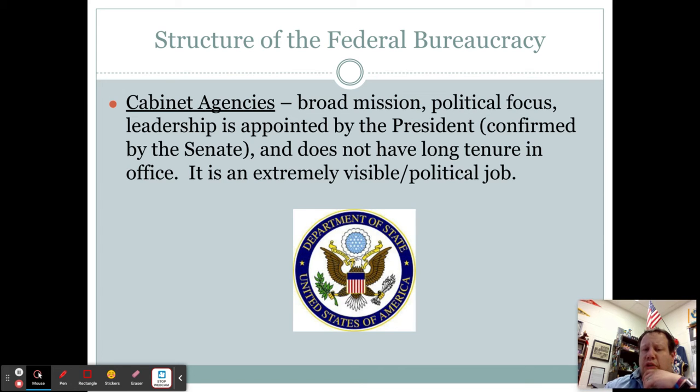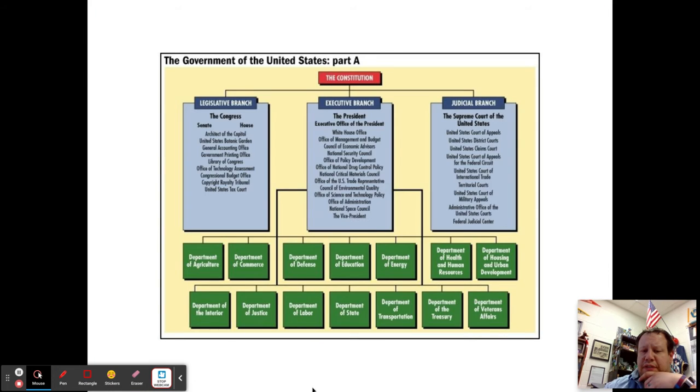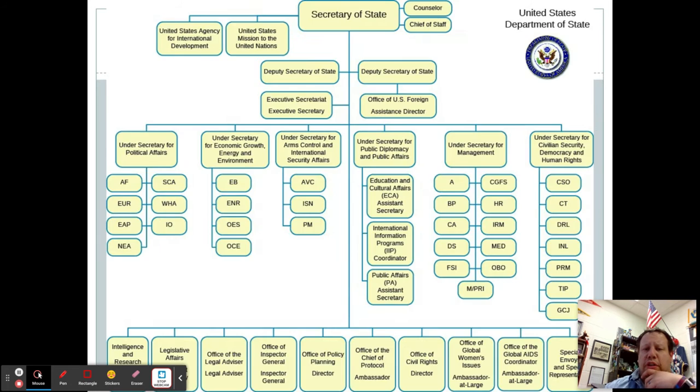And so there are different structures we have. We have cabinet agencies, which have a very broad mission. That'd be like your Department of State, if you will. A lot of times political focus, appointed by the president. That's a very visible job. So those cabinet ones are these 15 ones right here. So agriculture, commerce, defense, education, and energy, so on and so forth. We'll do an activity with those to learn more about those a little later on.